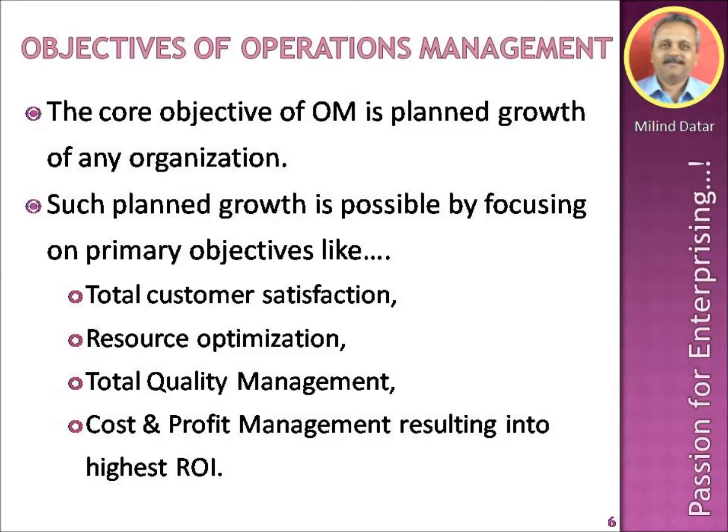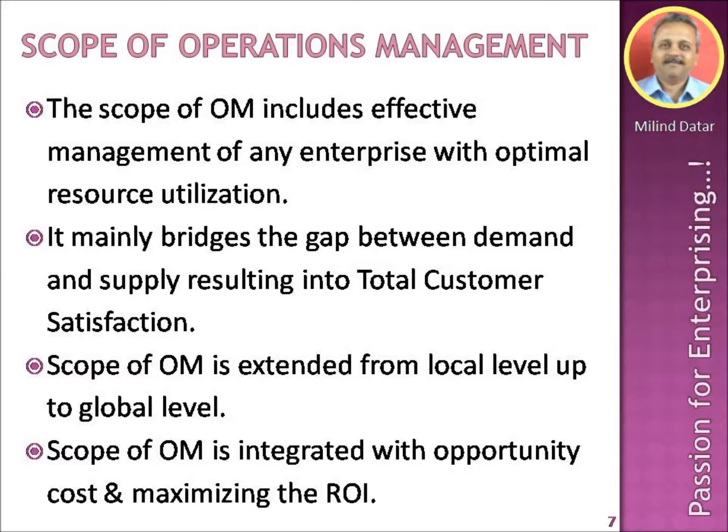Total quality management implies implementing and monitoring of quality control systems in the functional areas like inward, process, work in process, and outward. Cost and profit management implies creation of standard operating processes, creation of bill of material, as well as the bill of labor. It also implies creation of cost sheet for every finished product or service. The scope of operations management includes all the operations that are associated with effective management of any enterprise with the optimal resource utilization.